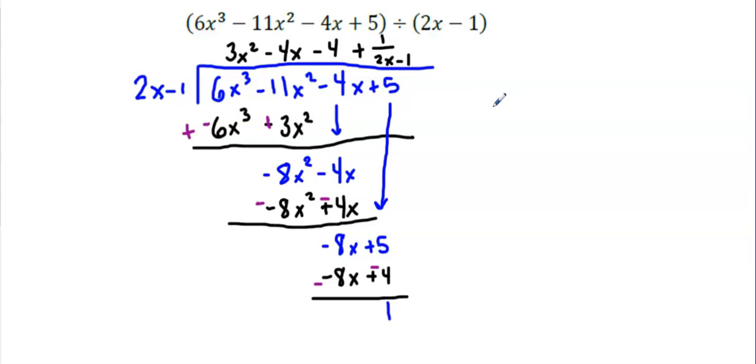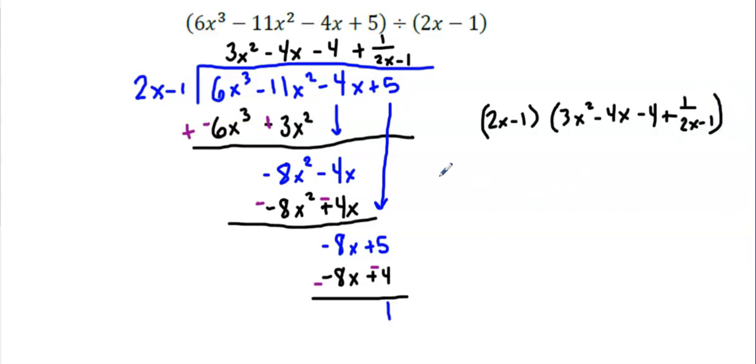I can also write my answer as 2x minus 1 times 3x squared minus 4x minus 4 plus 1 over 2x minus 1. And then as 2x minus 1 times 3x squared minus 4x minus 4 plus 1. Both of these expressions are equivalent to 6x cubed minus 11x squared minus 4x plus 5.